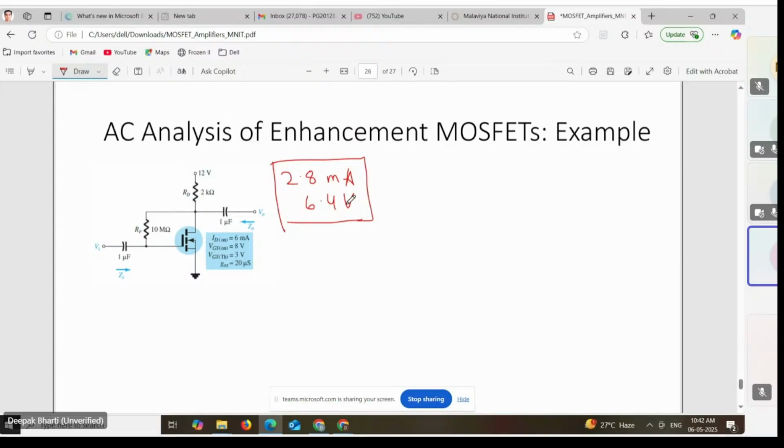So today we have to do the AC analysis. We have to determine the Zi, Z0 and AV for this particular network. So what will be the Zi here?